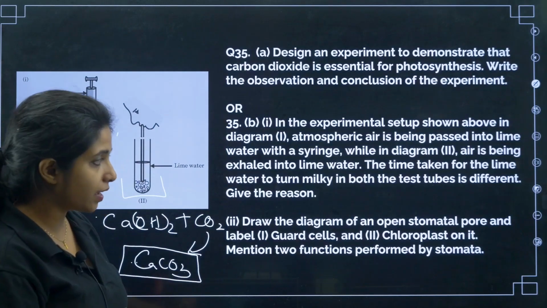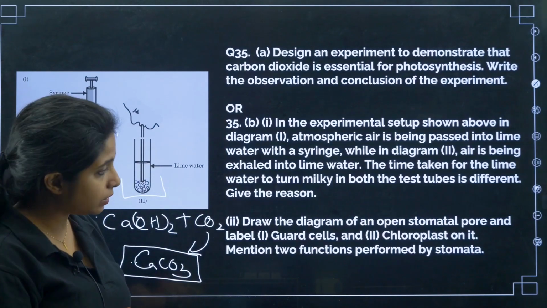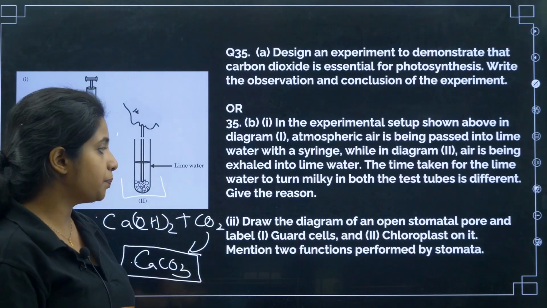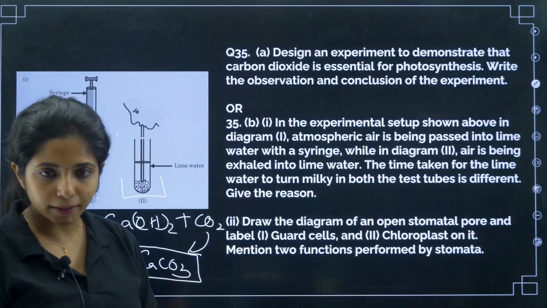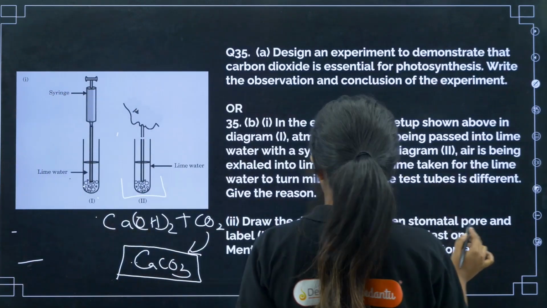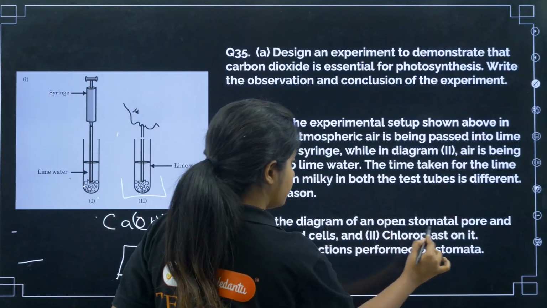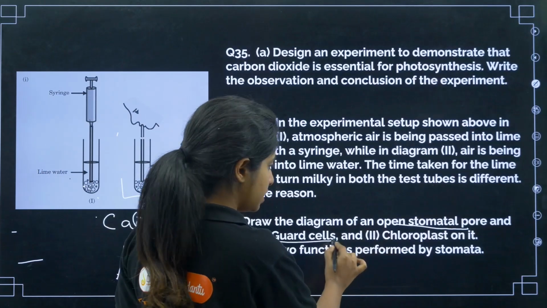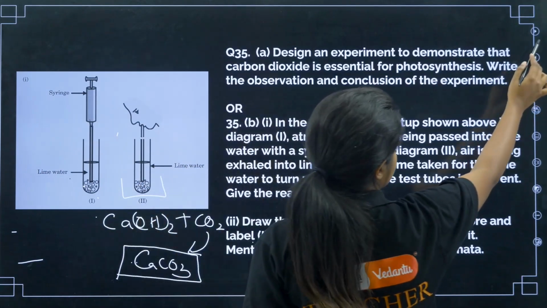Now draw the diagram of an open stomatal pore and label guard cells and chloroplast on it. Mention 2 functions performed by the stomata. Easy question. You have to show an open stomatal pore, and what do you have to mention? Guard cells, and you have to mention chloroplast. Chalo.